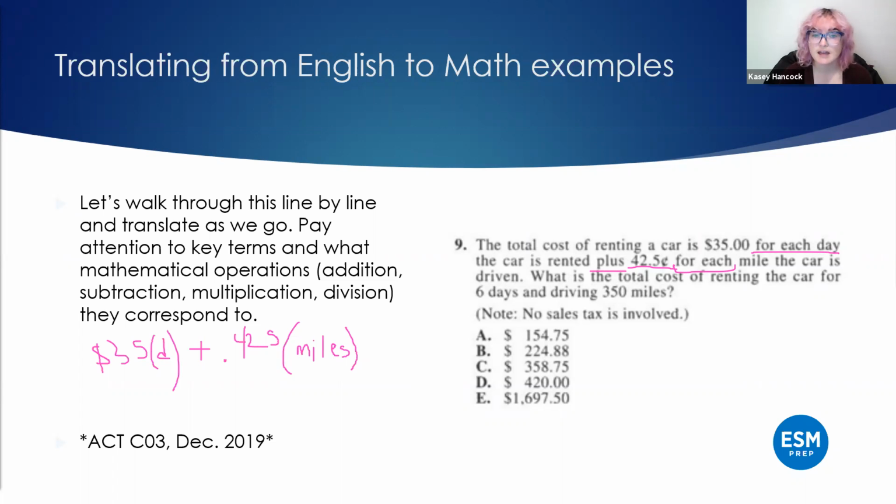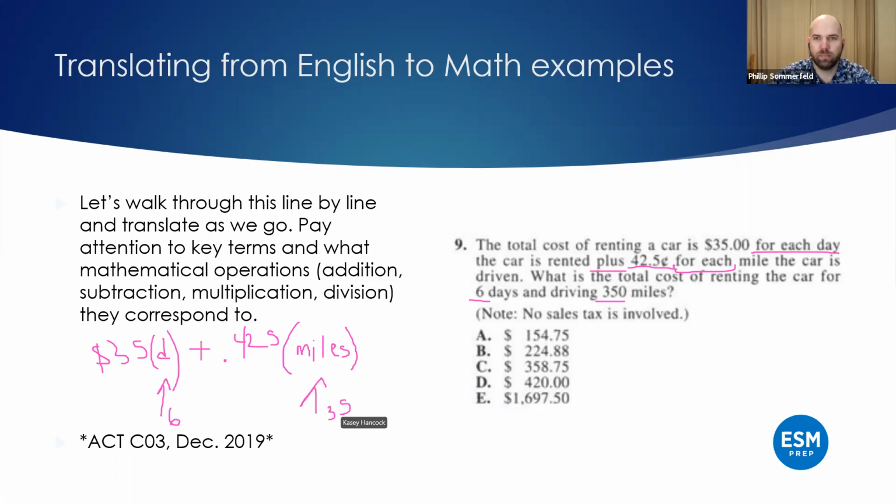And then, what is the total cost of renting the car for 6 days and driving 350 miles? And so now here, this is a 2-part question. So now that we've got our equation, then we know we've got to plug in our 6 for days. This is 6. And then our 350. And then here I would plug that out.